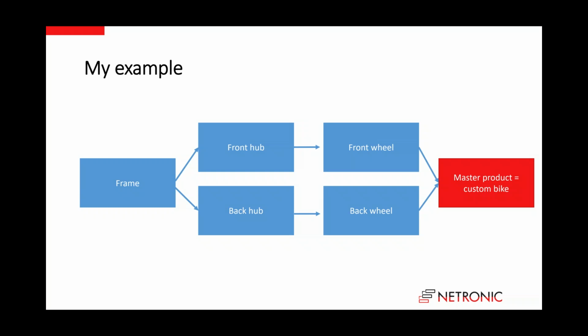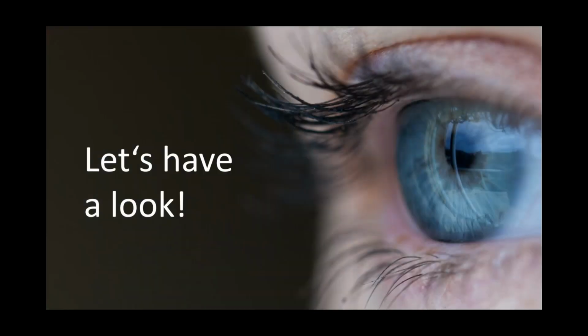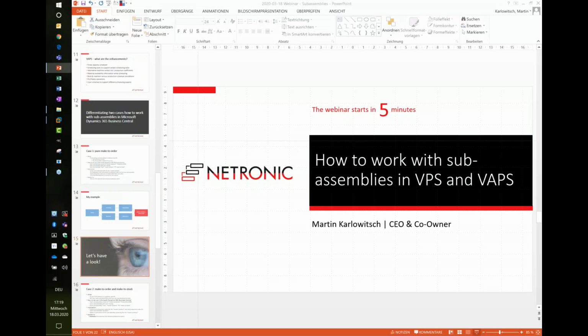And how it will look like in the VPS. You first need to build a frame, then you can build the front hub and the back hub. And when the front hub is done, you start with the front wheel. When the back hub is done, you start with the back wheel, and then you do the custom bike. So let's have a look how this is first set up in Business Central.